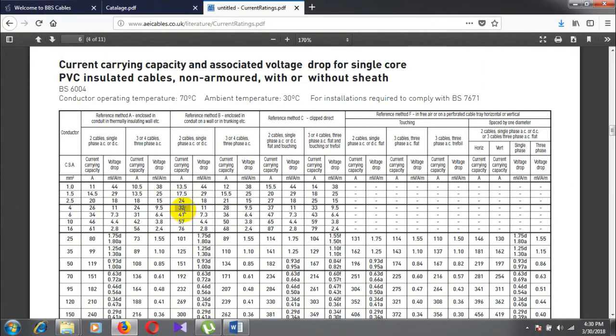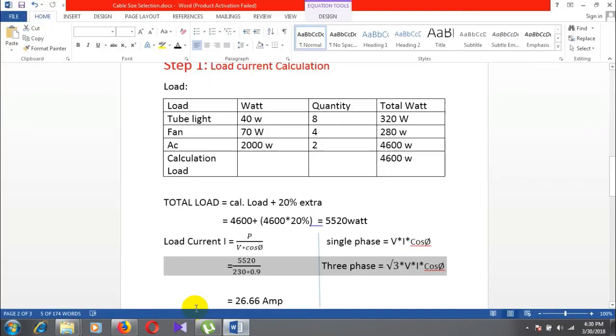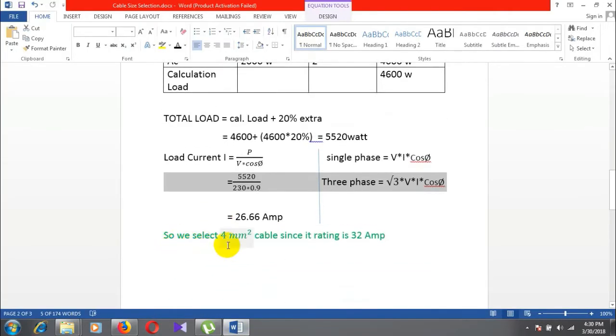Now this row says that the conductor area is 4 millimeter square. For this reason we select a 4 millimeter square cable, since its rating is 32 ampere.